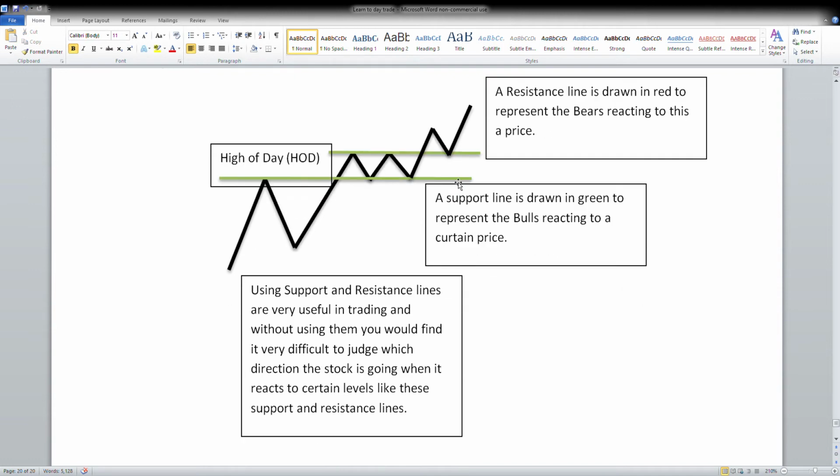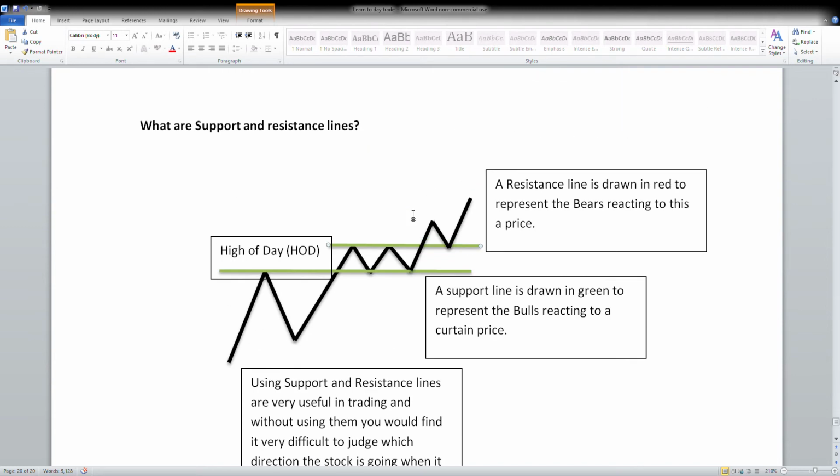So I believe that using support and resistance lines are very useful when trading, especially when starting out. If you practice drawing them like I did, they make trading seem a bit more fun and a bit more easy. It can be difficult to judge the direction of the stock if you don't put these levels in, because remember they act out at a certain price. So this is where there would be buyers and this is where there would be buyers if the stock was looking like this.